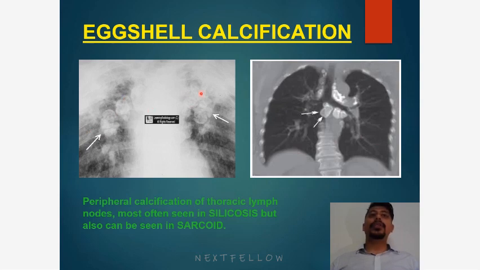Eggshell calcification. So these are the lymph nodes which are sclerotic, and have a peripheral calcification. And on coronal image of the CT scan, we can appreciate these lymph nodes with the calcifications, and these are the characteristic features seen in silicosis and also in sarcoidosis.